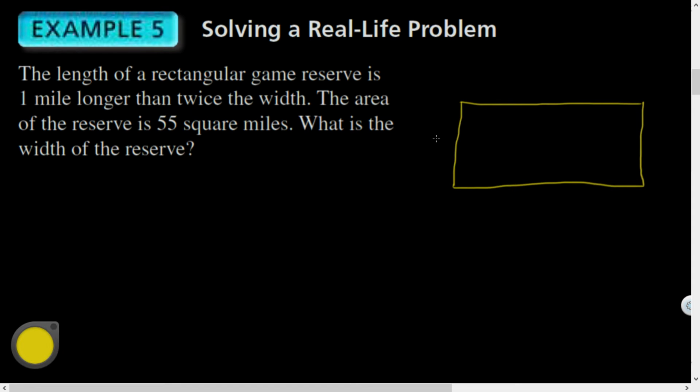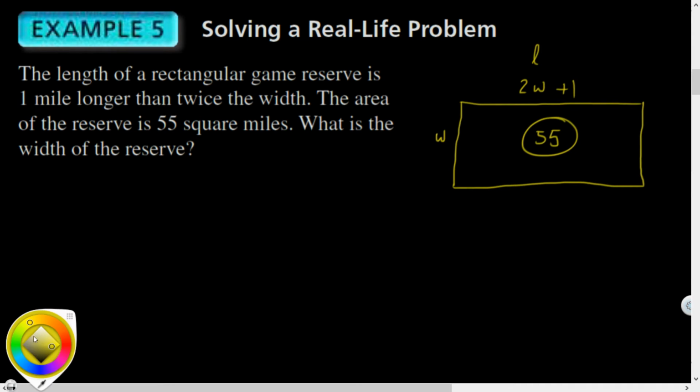All right, so it's got a width, and then the length is 1 mile longer, so that means I'm adding 1 to twice the width. So what is 1 being added to? How would I describe twice the width using algebra? Yeah, twice. 2 times w. All right. So 2w plus 1 is the way I could describe the length. And the width we'll just call w. And it says the area is 55 square miles. 55 is the area. What is the width of the reserve?